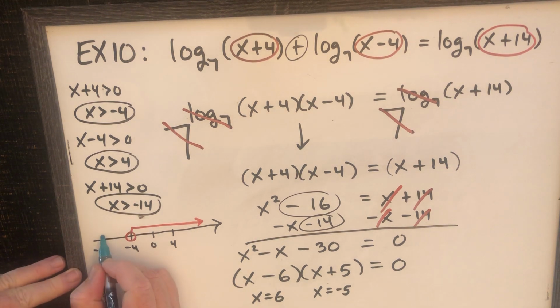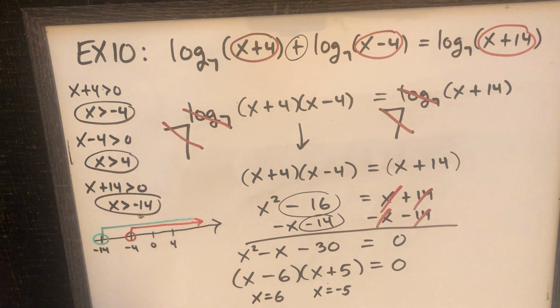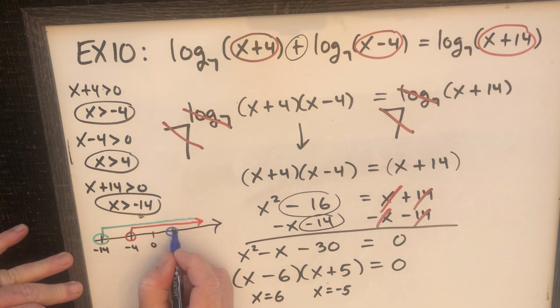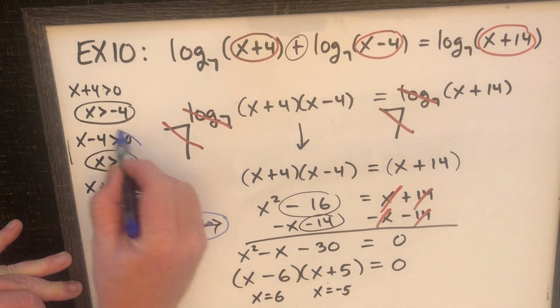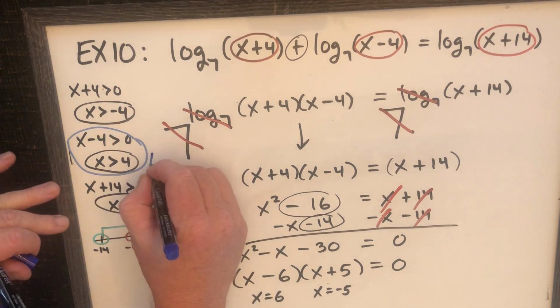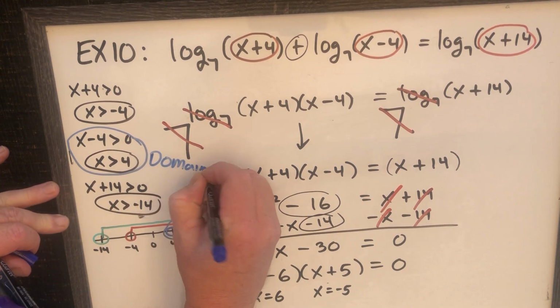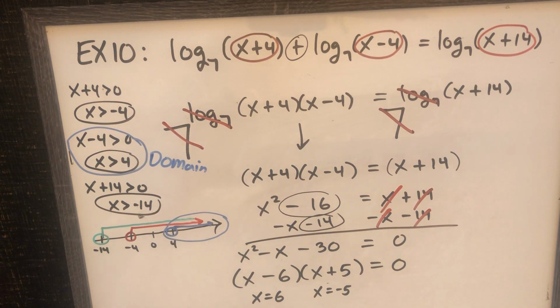I got x is greater than negative 14. You could probably have done this mentally, but what the heck. I got x is greater than 4. And I want all 3 of these at the same time, so clearly this is the winner. So our domain is that x must be greater than 4. So all 3 of these have to be simultaneous.